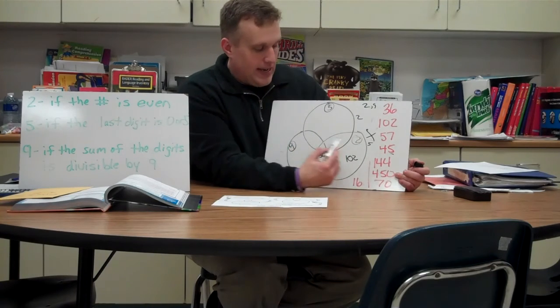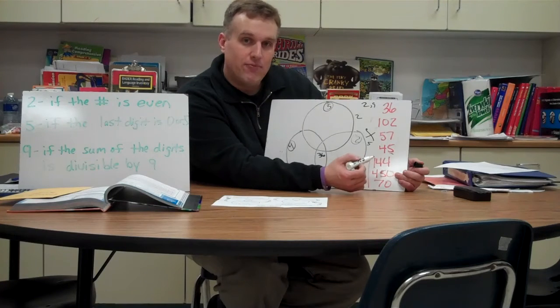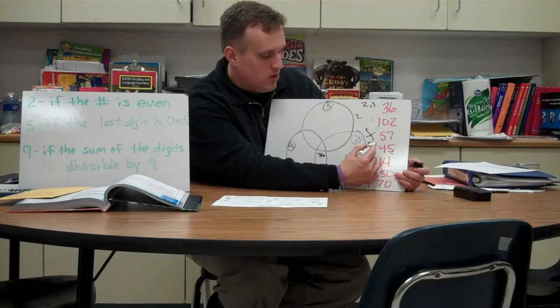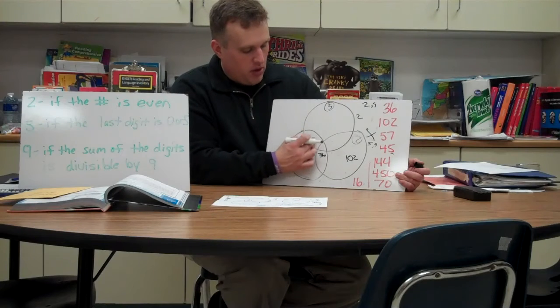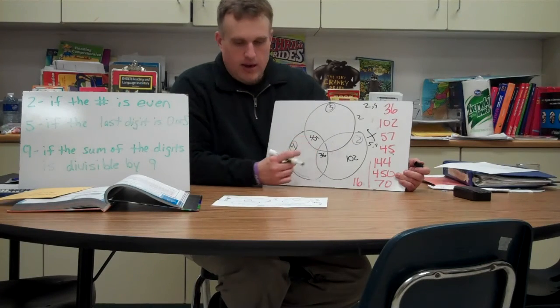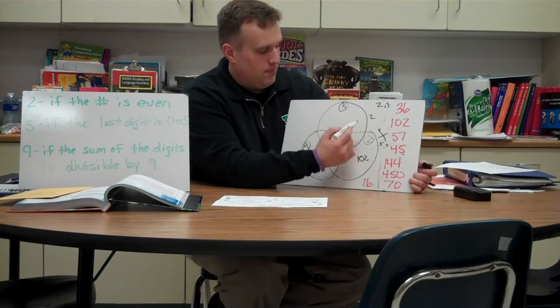And then if it's divisible by 9, I add these two numbers together, 4 plus 5, which would give me 9. And I know 9 is divisible by 9. So it would go in the place between 5 and 9, where both of them are. So I would write it right there. Okay?